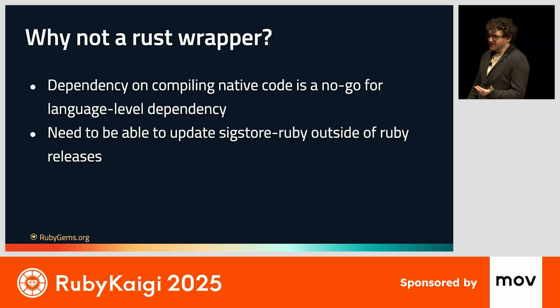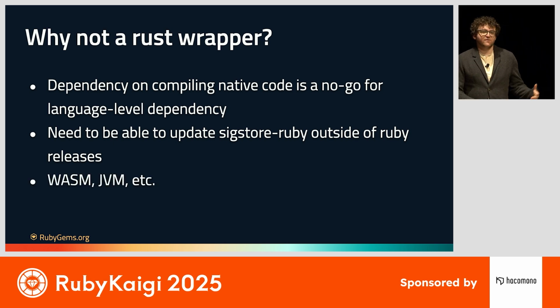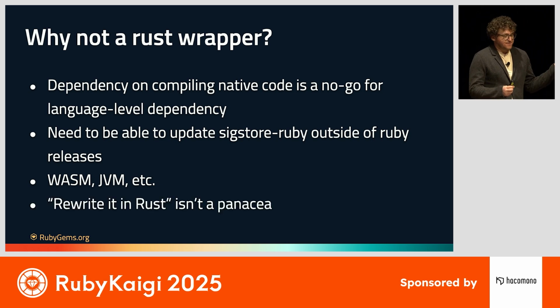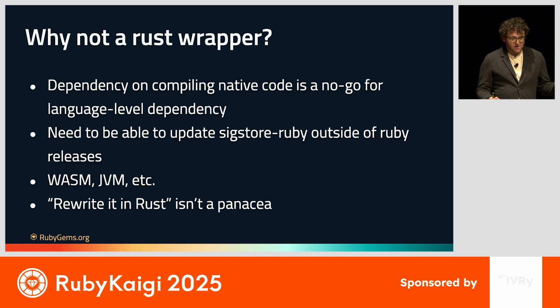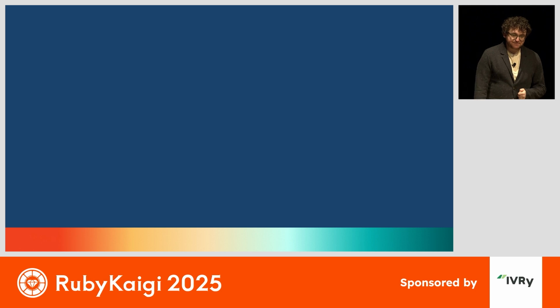We also want the ability to update sigstore-ruby outside of Ruby releases. So we weren't going to go and stick that Rust wrapper inside of Ruby itself. Not that they would let me do that anyway. And as I said before, support for all of the different platforms that Ruby runs on makes wrapping a single native library a really hard answer. And unfortunately, all that, just rewrite it in Rust and everything will be fixed and the world will be perfect, turned out just to not be the panacea we were promised.